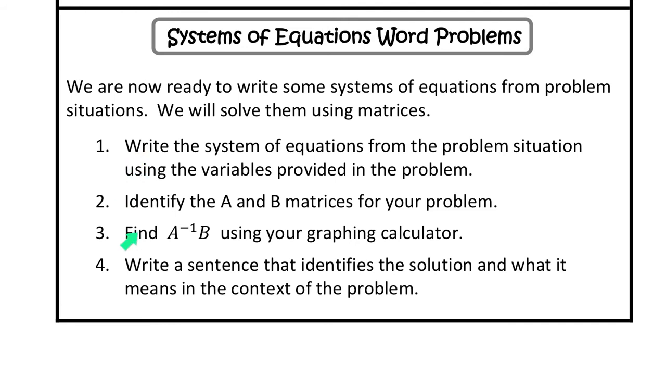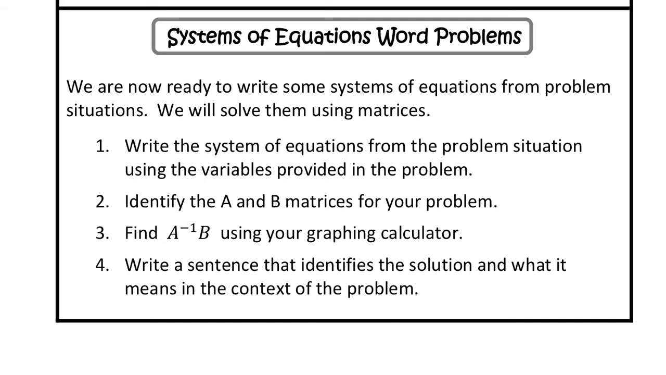So these are the 4 steps, right? We're going to write the system of equations from the problem situation using the variables provided in the problem. We're going to practice that. We're going to identify the A and the B matrices for that specific problem or example that we're working on. We're going to find A inverse times B using the graphing calculator. And then we're going to write a sentence that identifies the solution and what it means in the context of the problem.